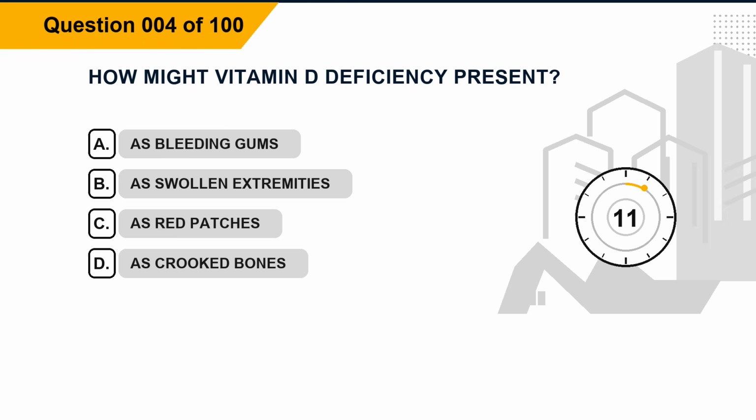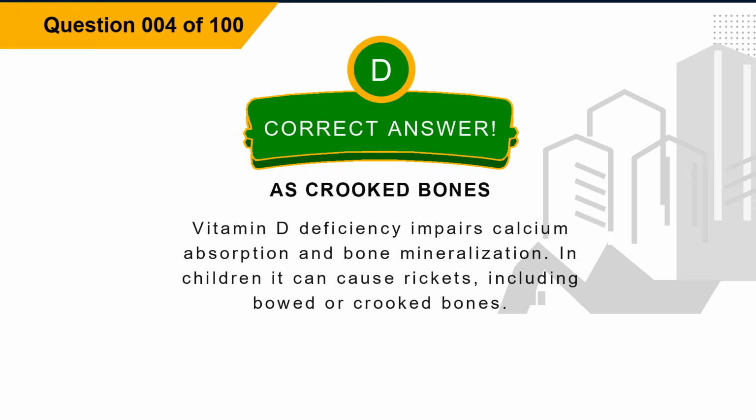Question 4. How might vitamin D deficiency present? Option A, as bleeding gums. Option B, as swollen extremities. Option C, as red patches. Option D, as crooked bones. The correct answer is option D, as crooked bones.